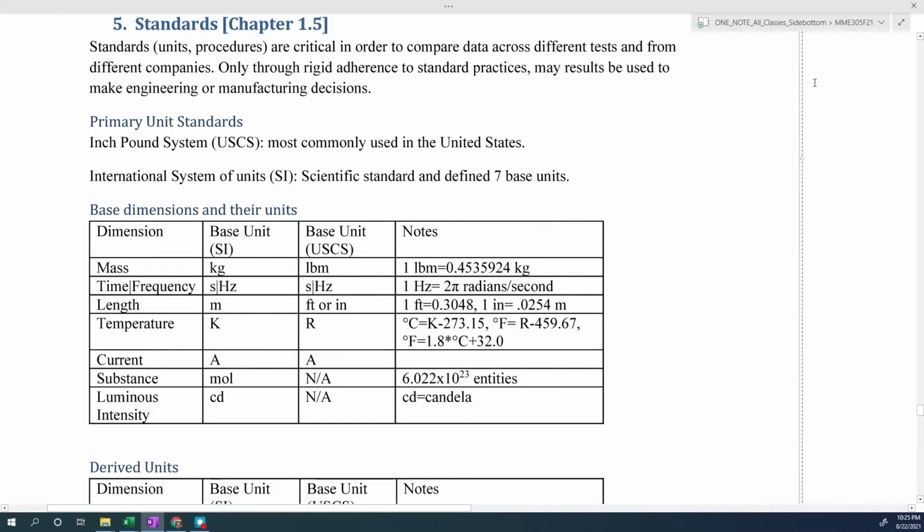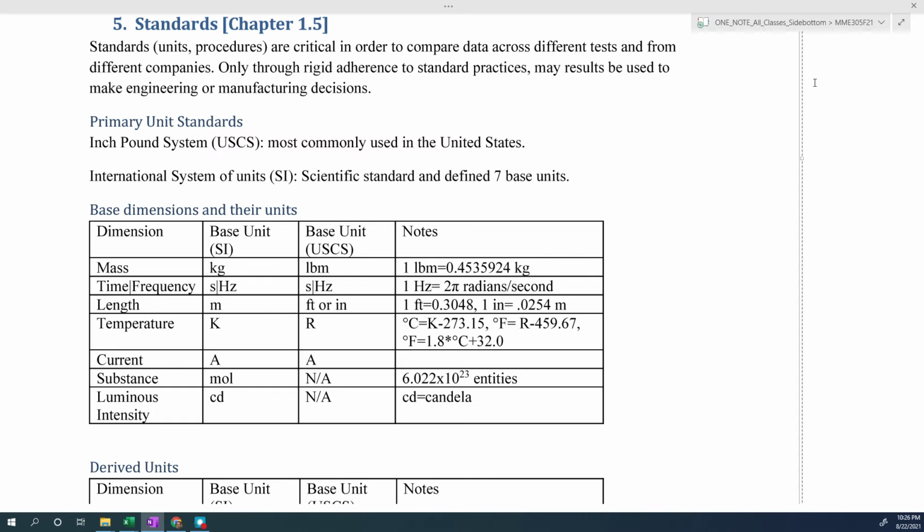Specifically in terms of either procedural standards or unit standards. And the reason we engineers and scientists like to use standards is that it's important that we have these standards so we can compare data across different tests and from different companies, different countries, etc. So we have to follow these standards. Otherwise, it's very difficult to make engineering or manufacturing decisions.